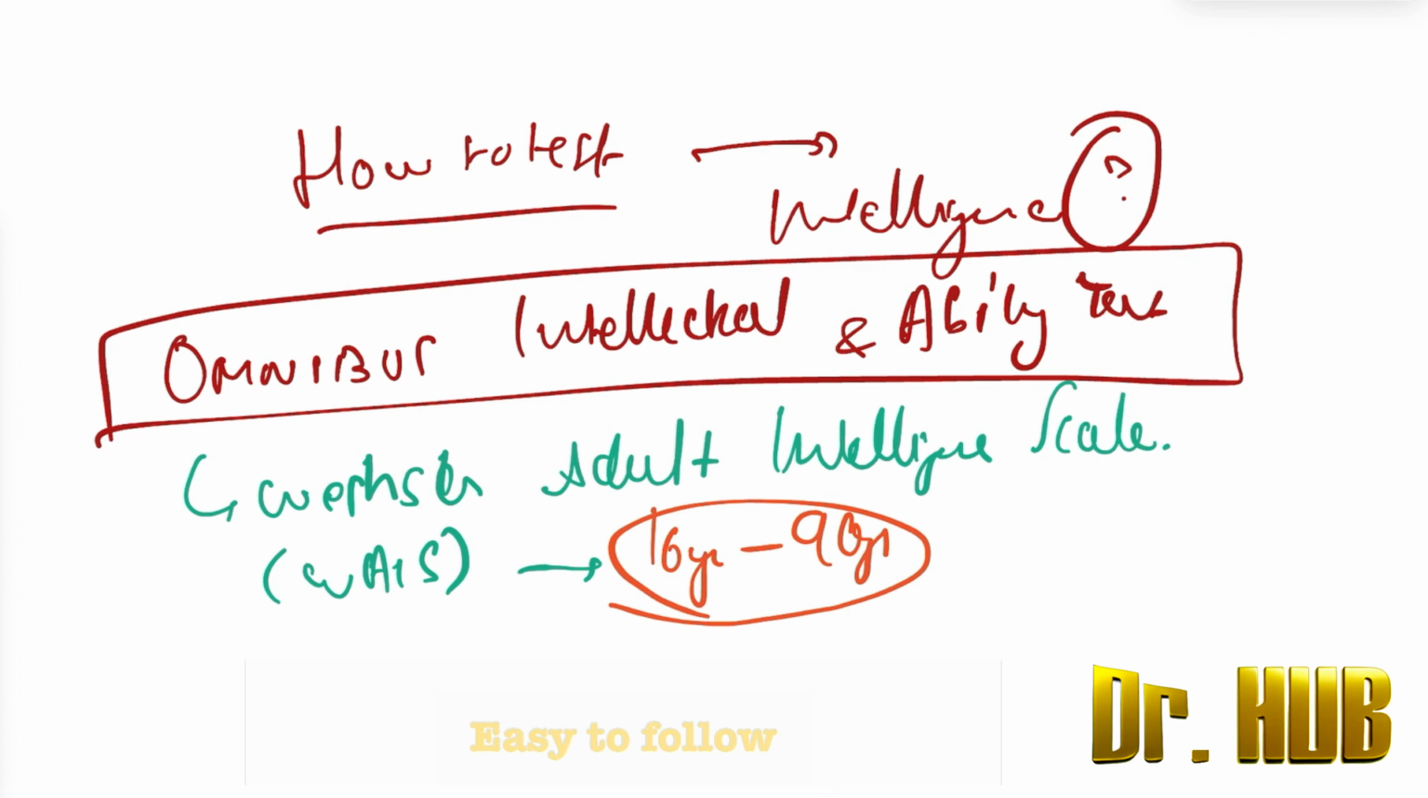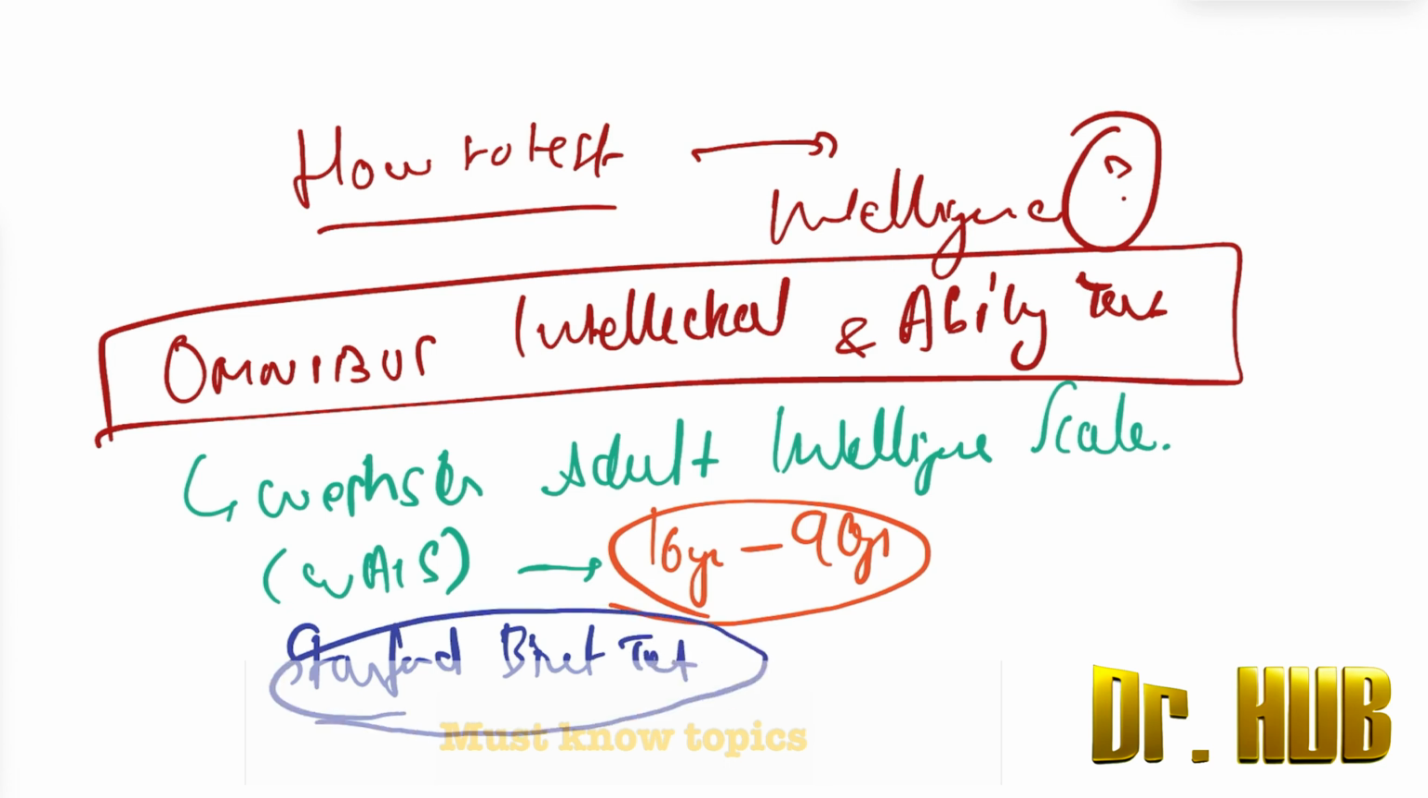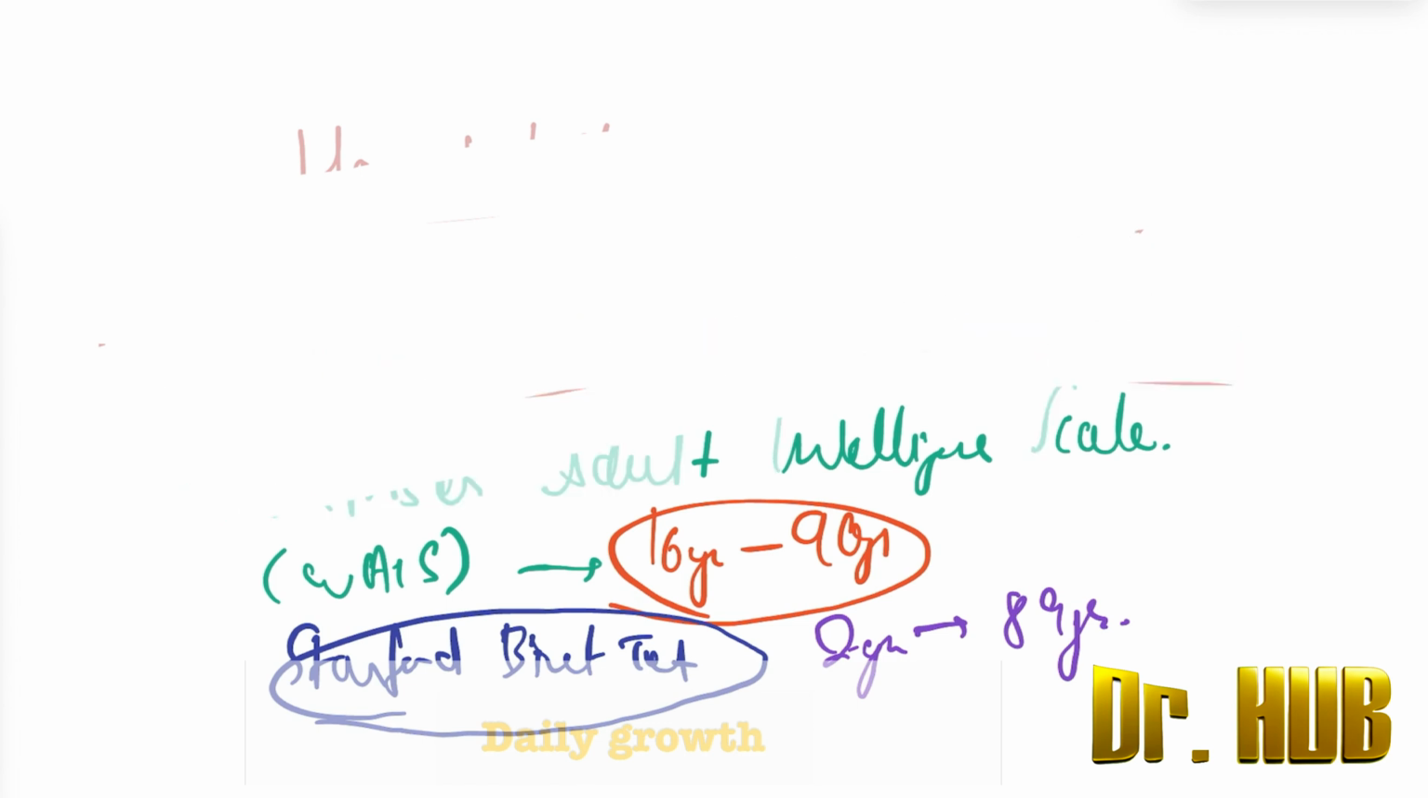Next we look at the Stanford Binet test. The Stanford Binet test is from 2 years, so you do it from 2 years to 89 years. This is nothing but the Stanford Binet test.